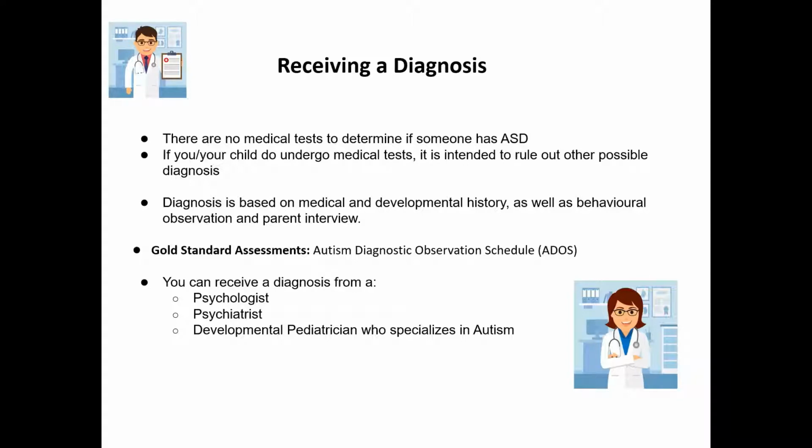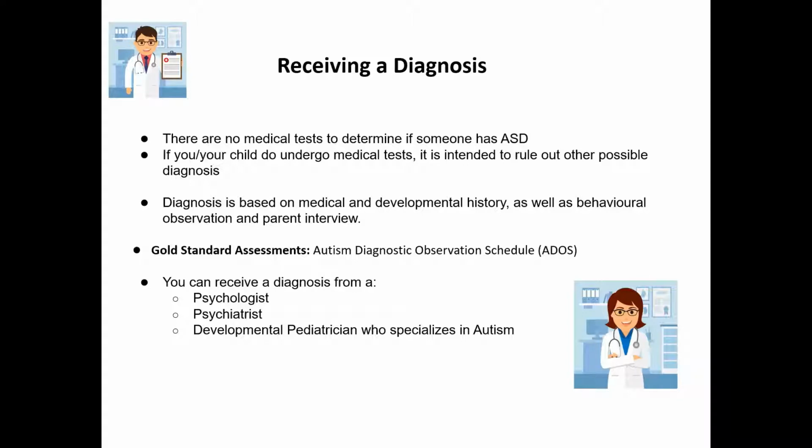And sometimes there are more specific assessments that are done. One kind of gold standard assessment is the ADOS, which is the Autism Diagnostic Observation Schedule. Often psychologists or other professionals will use this assessment tool to find out if the child meets the criteria of an autism spectrum disorder, or maybe there's something else going on and they may receive a different diagnosis, or they may be referred to a different professional for support or assessment. You can receive a diagnosis of autism from a psychologist, a psychiatrist, or a pediatrician, a developmental pediatrician who specializes in autism.